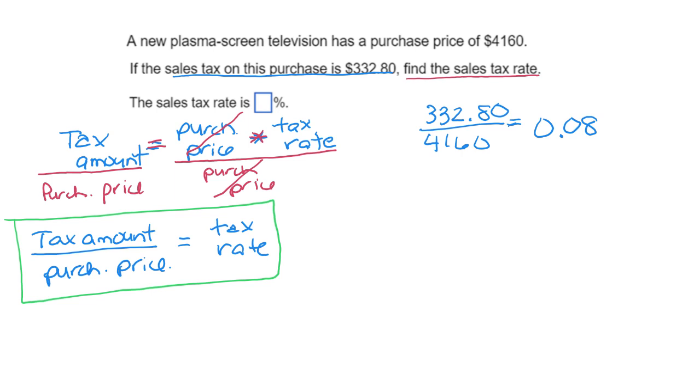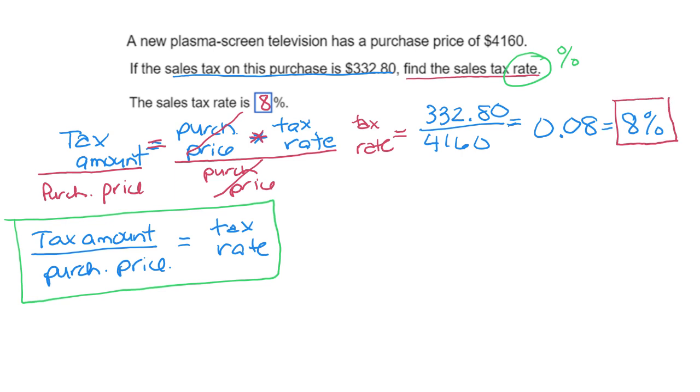So the thing you need to remember about a rate is that a rate is written in percent form. So we need to change this to a percent. Move that decimal 2 places to the right, add your percent symbol. So you're going to get an 8% sales tax rate. Let me fill in some information here so you can follow this.